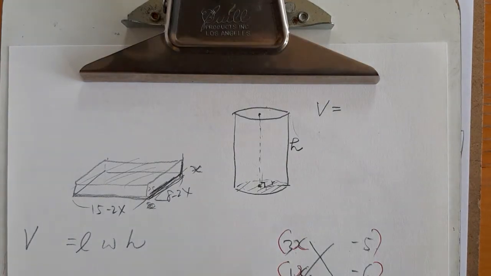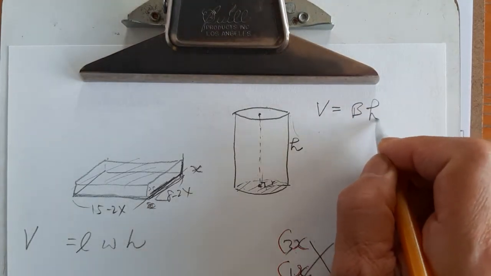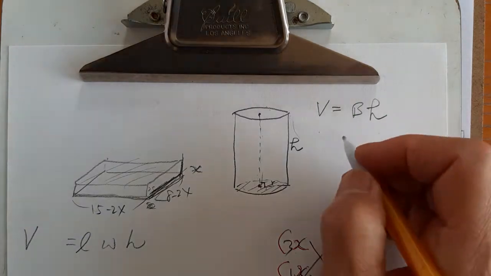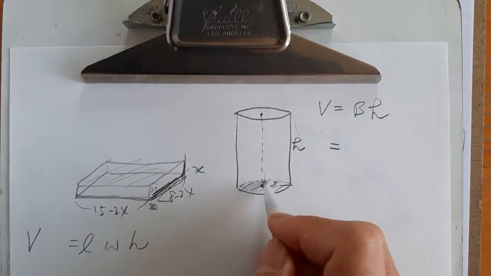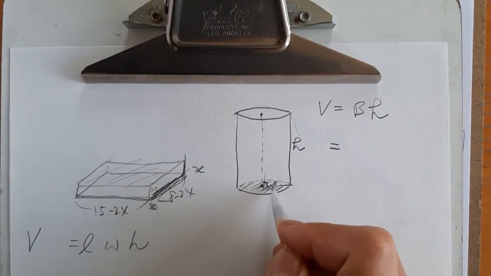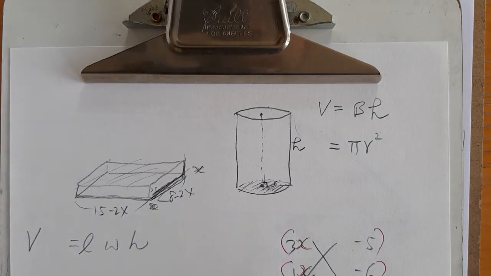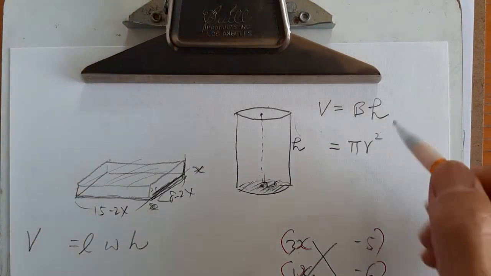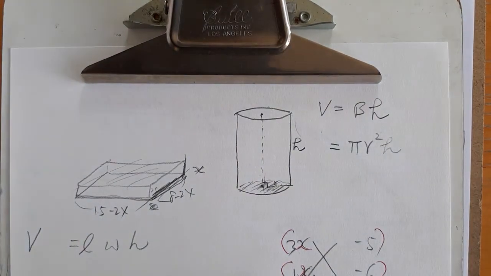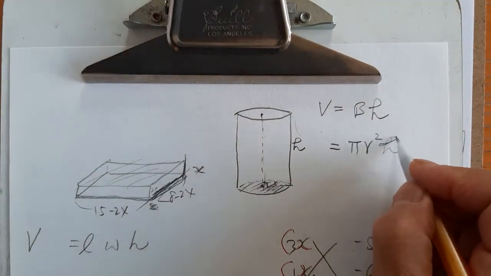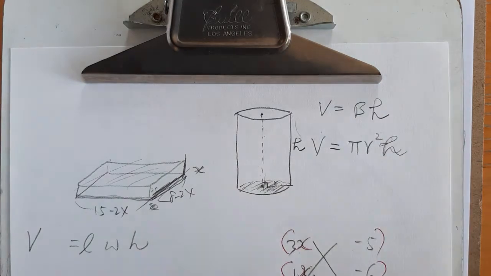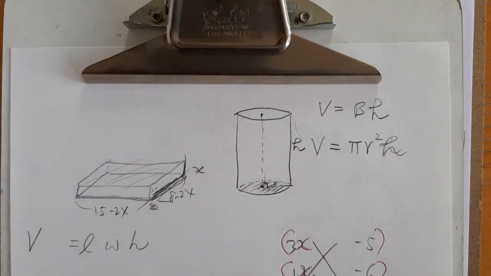The volume is base area times the height. What is the base area? The base is a circle. Circle area is pi r squared. That's the base area, times height is the volume of a right circular cylinder.